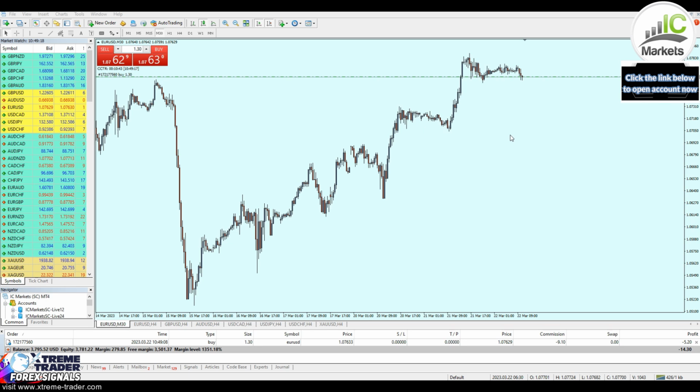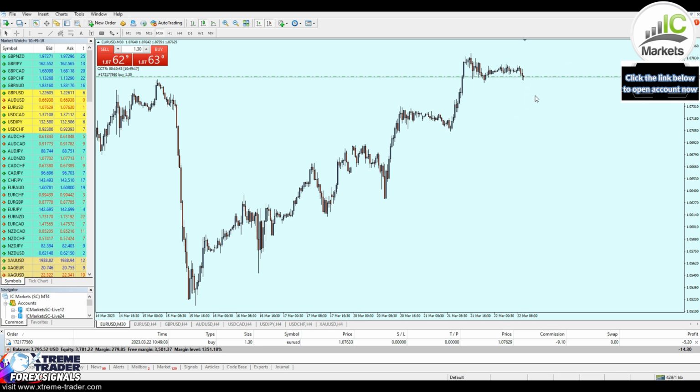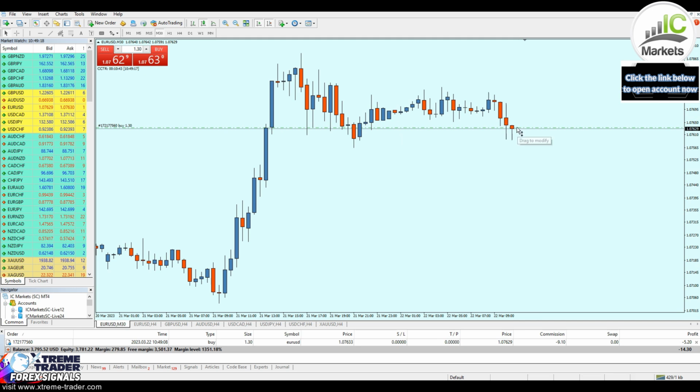Alright guys, so I actually didn't have time to explain this trade, or actually to record before opening it. I just had to open it then record, and let me just explain to you what I'm doing here. Let me just first place my stop loss and take profit level.